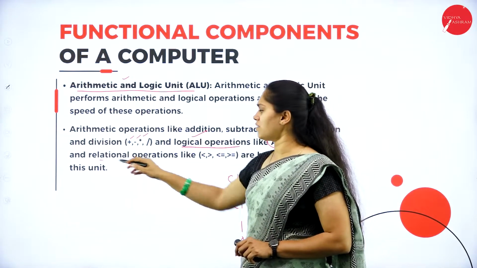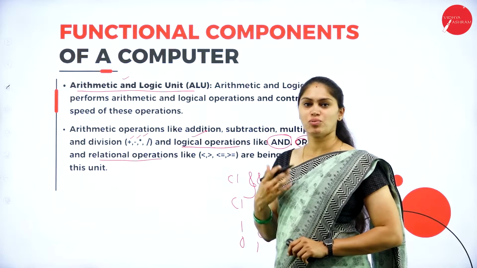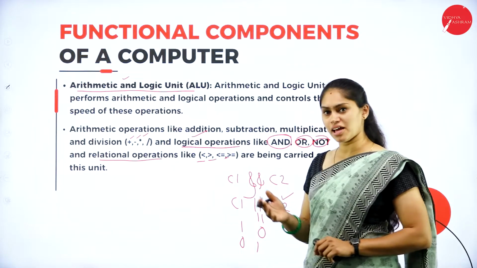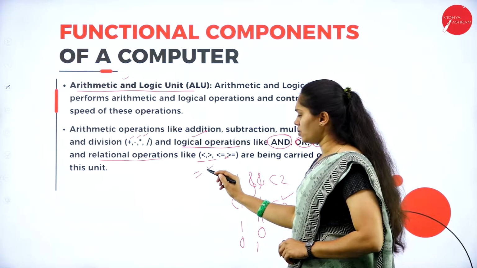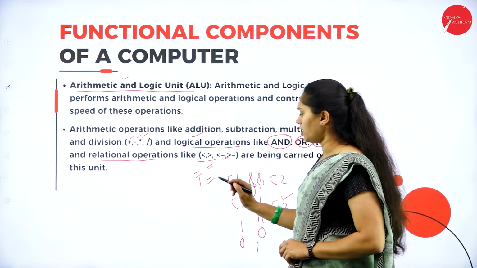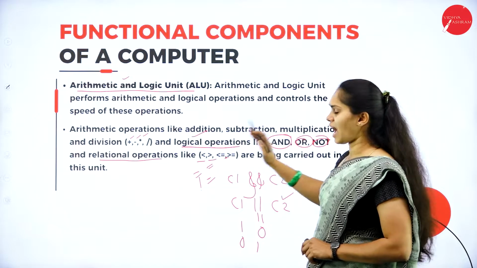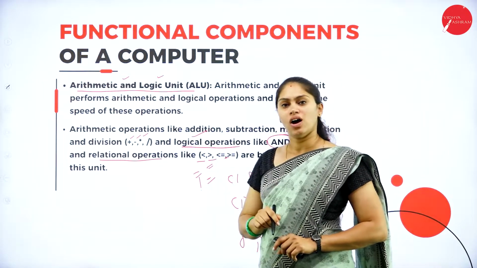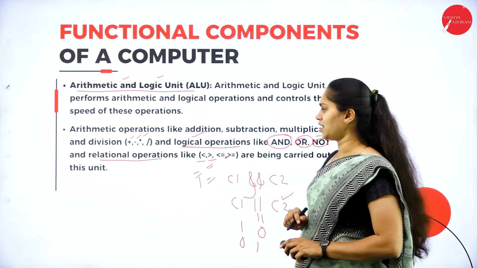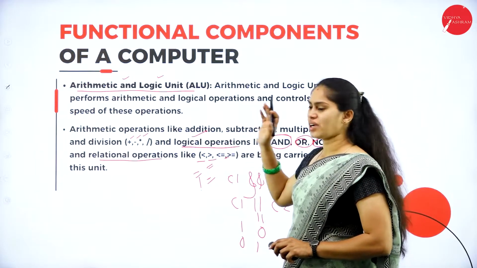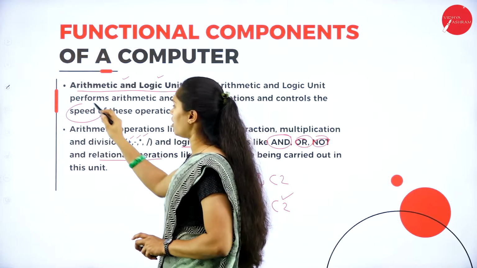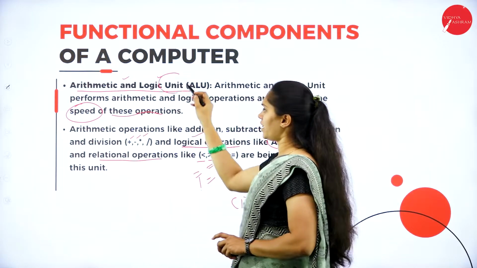And also we have certain relational operations to make comparisons, like less than, greater than, less than or equal to, greater than or equal to, is equal to, and not equal to. To perform all these operations as functionality, we require the ALU, or arithmetic and logical unit. So to control all these operations, or to improve the speed of all these operations, we require a unit.